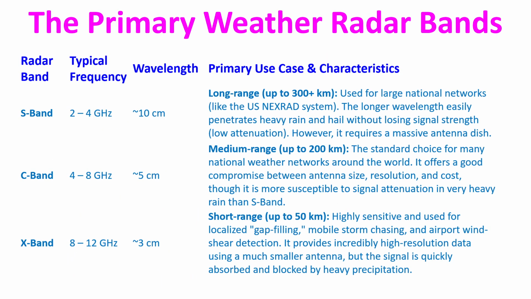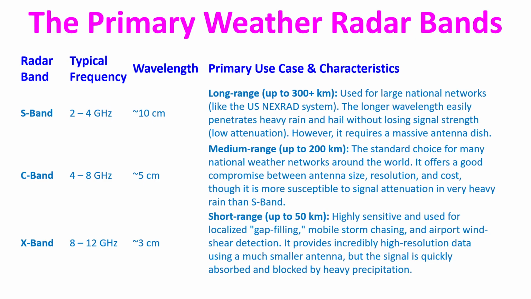S-band, 2 to 4 GHz, wavelength around 10 cm. Primary use case and characteristics: long range, up to 300 plus km. Used for large national networks like the US NEXRAD system. The longer wavelength easily penetrates heavy rain and hail without losing signal strength, that is low attenuation. However, it requires a massive antenna dish.